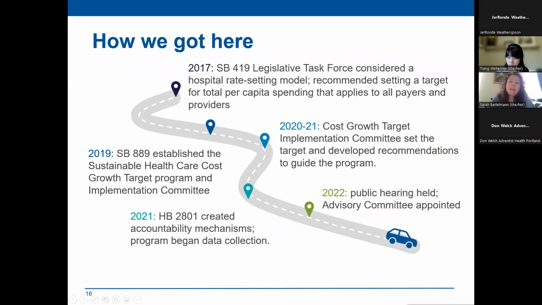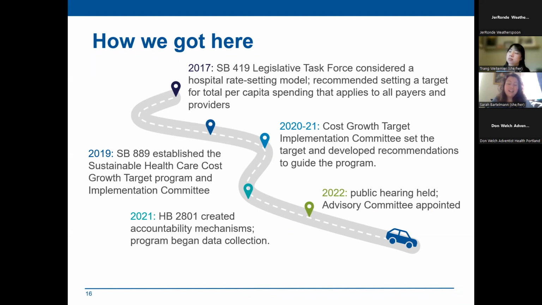So Oregon's been talking about cost growth and high healthcare costs for a number of years. Some of you may remember, some of you may have been involved in the 2017 Legislative Task Force. This was the Senate Bill 419 Task Force, and they were charged with looking at Maryland's hospital rate setting model and determining whether or not that was a model that made sense and should be recommended for Oregon. That task force ultimately said, no, we don't think the hospital rate setting approach is the right direction to go. We think that we should take a cost growth target approach similar to Massachusetts's program, and that is a cost growth target that should apply to all payers and providers in the state.